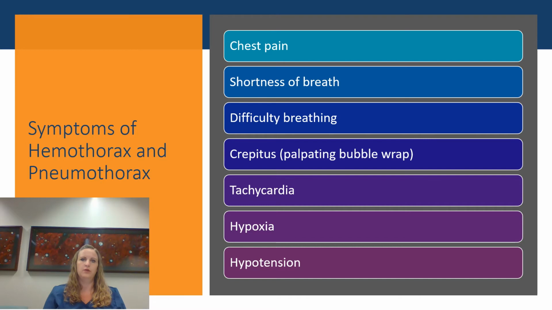Symptoms include chest pain, shortness of breath, difficulty breathing, crepitus, so that it feels like you're palpating bubble wrap, kind of like Rice Krispies underneath the skin, tachycardia, hypoxia, and also hypotension. Those are all signs and symptoms of a hemothorax or pneumothorax. So how do you think that you treat a hemo or pneumothorax if your patient is showing symptoms of one? Let's find out.